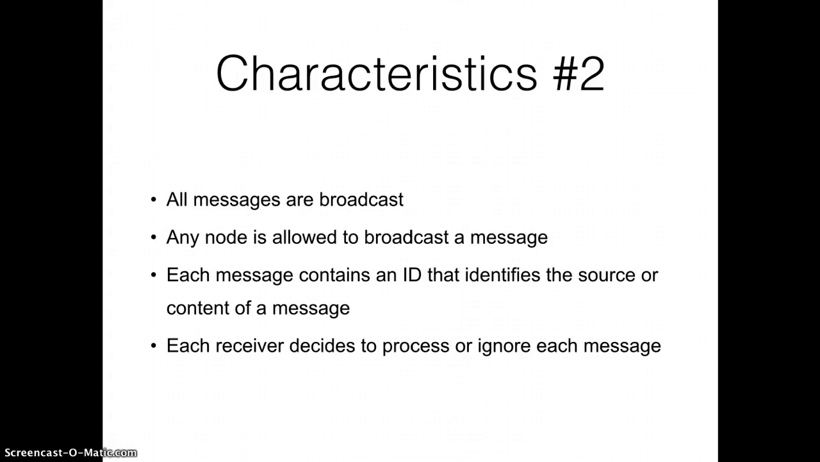All messages that are sent onto a CAN bus can be thought of as broadcast messages, so every node may receive them, and any node is allowed to broadcast a message that anyone else can see. Each single message contains an ID that identifies the source or content of what this message is all about, and every single device, also every single receiver on the bus, decides whether it wants to process or ignore a message. We can do that by using some different filters, and we'll get back to those later.